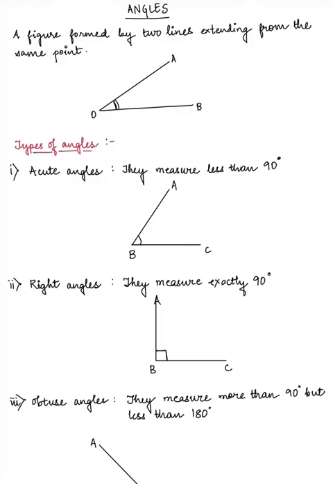Angles. So what is an angle? An angle is a figure which is formed by two lines that are extending from the same point. So if the point is O and these are the two lines OA and OB, then this is called an angle. Okay, let's look at the types of angles.